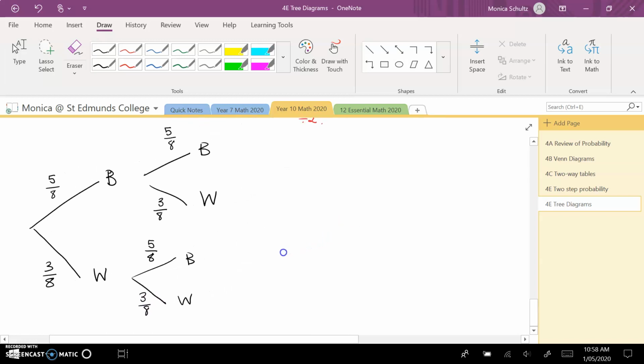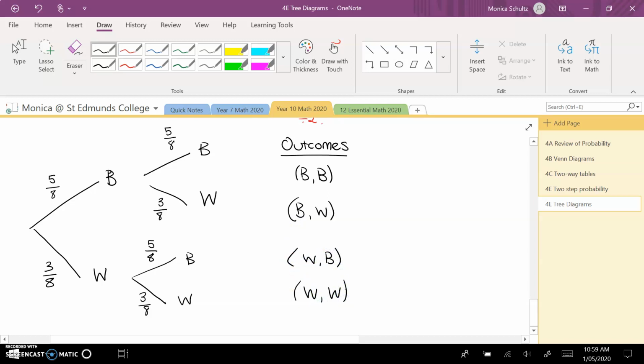So now I'm going to find out all my different outcomes. So the possible combinations, they're going to be exactly the same. It's just going to be the probability of those combinations, so the chance of you getting that combination. So I still have blue-blue as my first combination, then blue-white as my second one, white-blue as my third, and then white-white as my final combination. So it's just going to be the probability of getting these combinations.